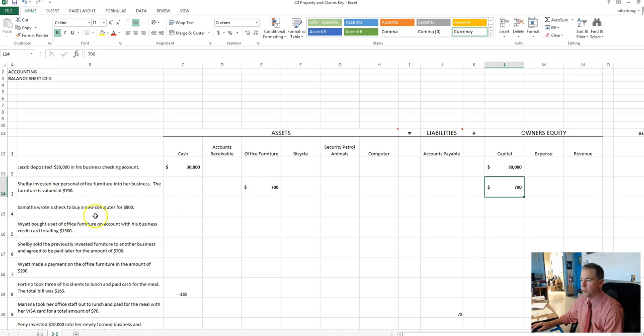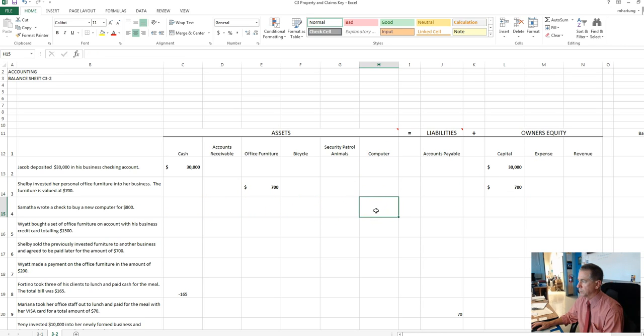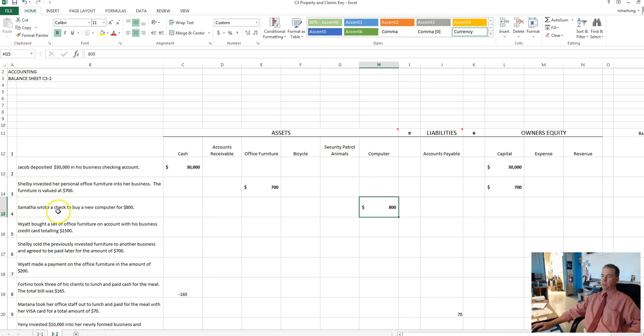Samantha wrote a check to buy a new computer for $800. So she bought a computer. So we're going to go to our asset and see there's computer. $800. Let's review that formatting one more time, and then I'm going to show you another shortcut for doing this. So we increased our computer equipment by $800. Now the challenge is, where do we put the second entry?